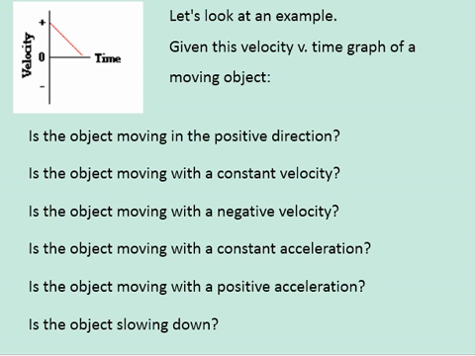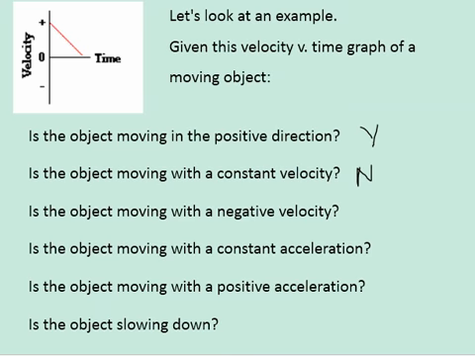So let's look at a quick example given this velocity versus time graph. The first question: is the object moving in the positive direction? Yes, it is. And how do I know? I know it because the velocity is always in the positive range. I'm always changing my position in the positive direction if my velocity is in the positive range. Is the object moving with constant velocity? No. If it were moving with constant velocity, this would be a horizontal line and I would have no acceleration. The fact that I have a non-zero slope on my velocity versus time graph indicates I have acceleration.